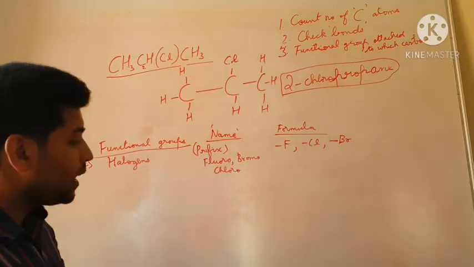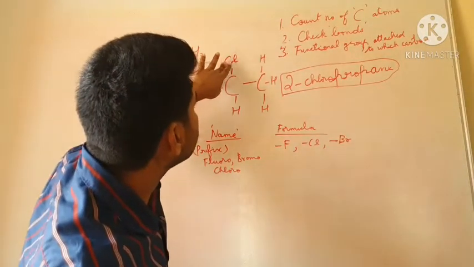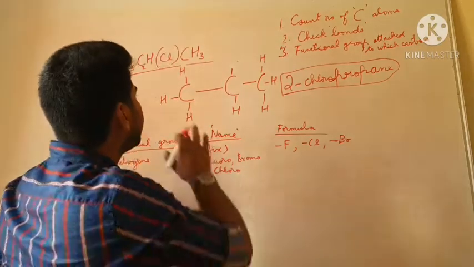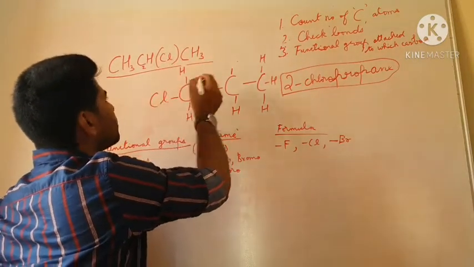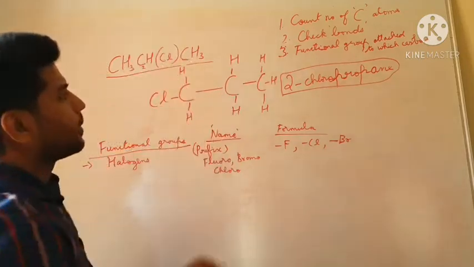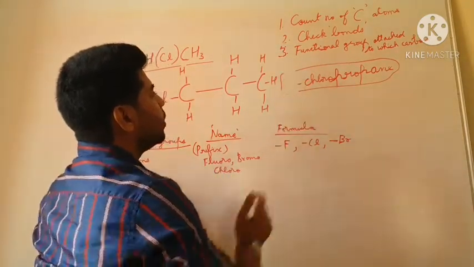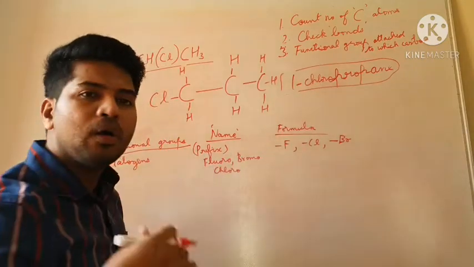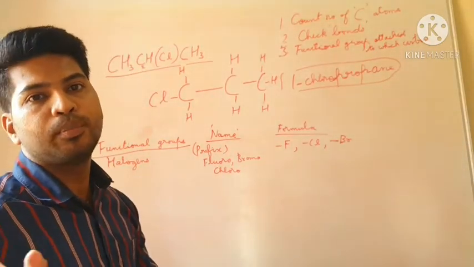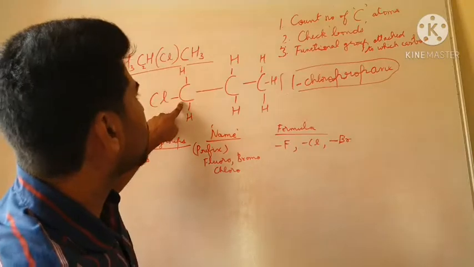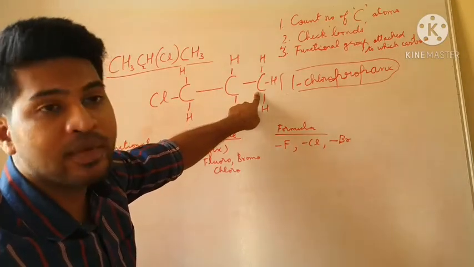2-chloropropane. If chlorine is not attached here, whereas it is attached to the first carbon, then in this case the name would be 1-chloropropane or simply chloropropane. So this could be the first carbon or this could be the first carbon.